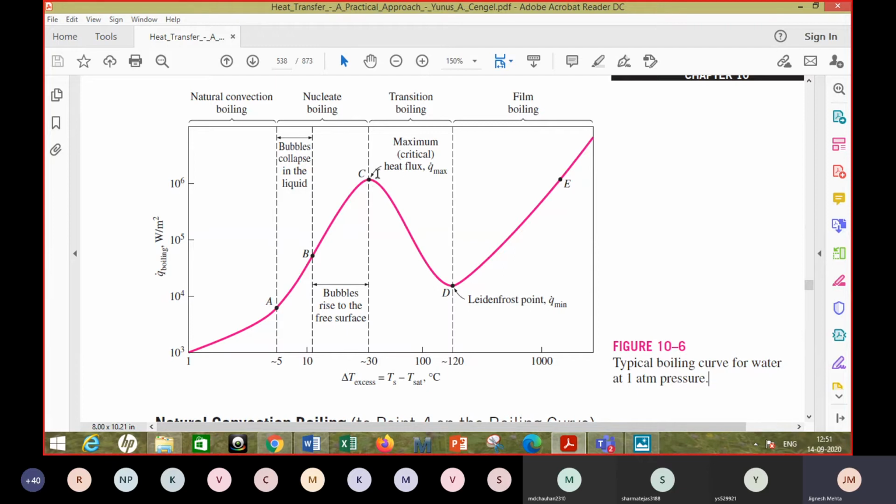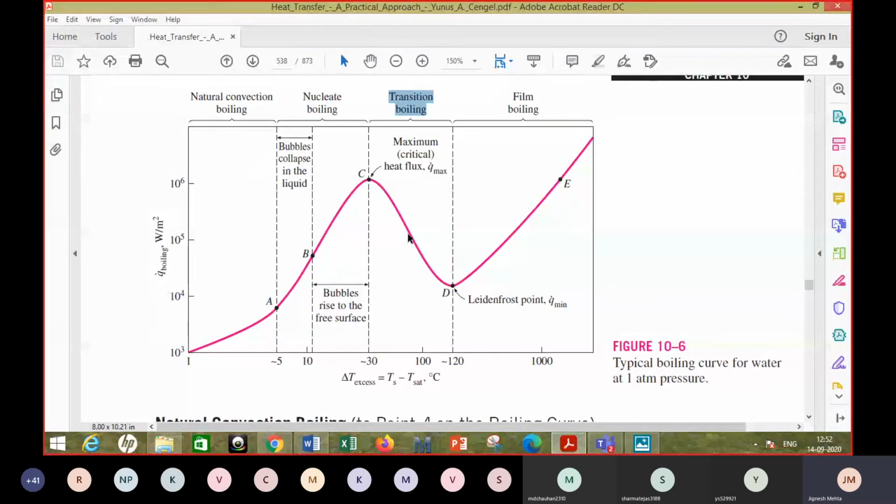So this is peak or critical heat flux, which, as shown here, occurs around 30-degree excess temperature. But if your surface is at some temperature higher than that, rather than having higher heat flux, you are actually getting lower heat flux. Okay. What is the reason? The reason is this region is transition boiling. And as I told you, in transition boiling, a large portion of the heater is covered by the vapor.